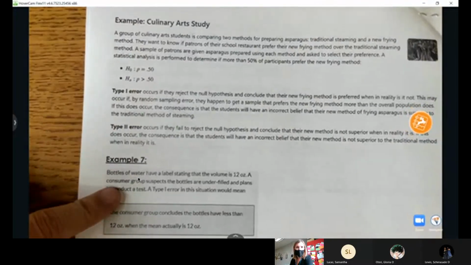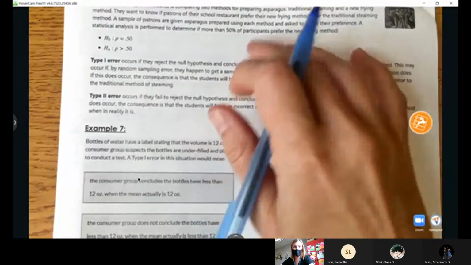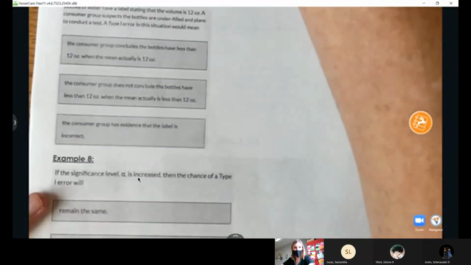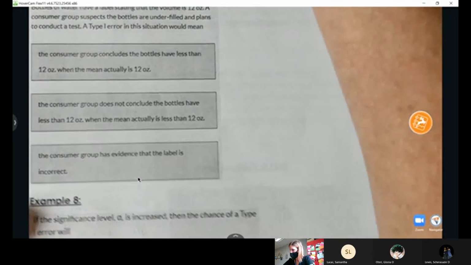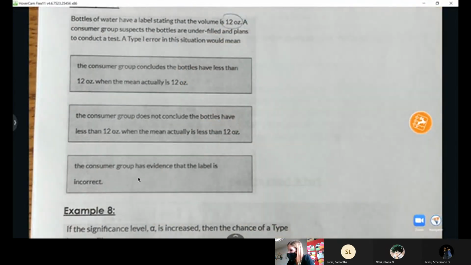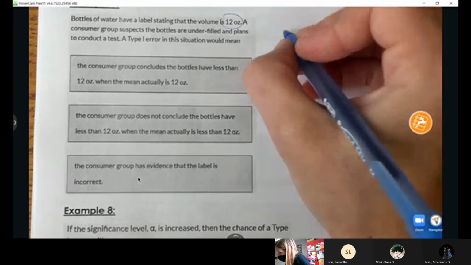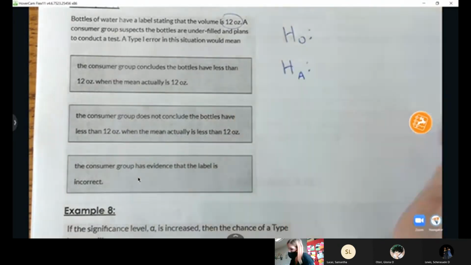This first example you can read over whenever you have some time. It just describes a type 1 and type 2 error with respect to this context. Example 7. Bottles of water have a label stating that the volume is 12 ounces. A consumer group suspects the bottles are underfilled and plans to conduct a test. A type 1 error in this situation would mean what? First, let's say what the null and the alternative are. So what do you guys think for the null?